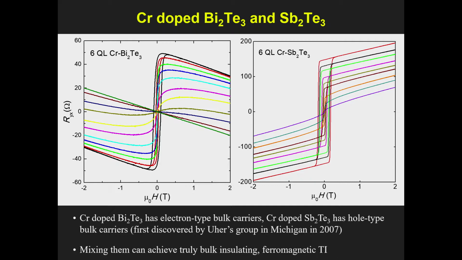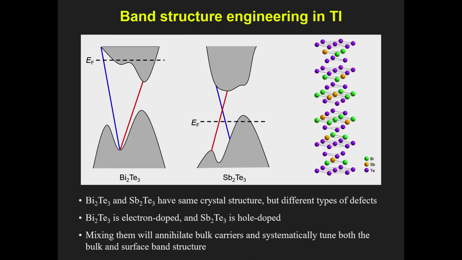But when we stared at this data long enough, we realized that in this material, the ordinary Hall effect has a negative slope, meaning there are electron-type carriers. But for this material, chromium-doped antimony telluride, it has a positive slope, meaning there are hole-type carriers. Then we looked at the band structure carefully. So this is the band structure of bismuth telluride. The Fermi level usually lies in the conduction band because the vacancy of tellurium will introduce electrons. But for antimony telluride, the typical type of defect is the antisite defect, which donates holes. So the Fermi level lies in the valence band.